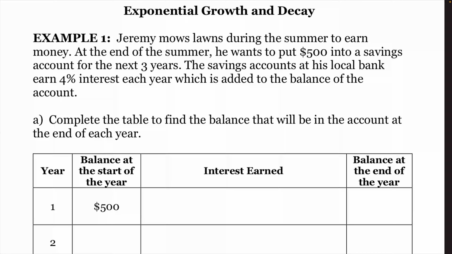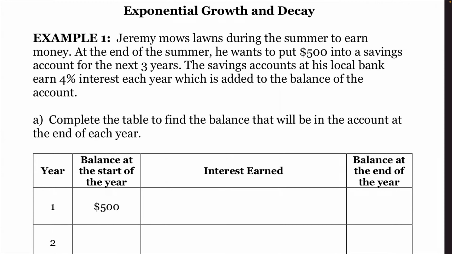At the end of the summer, he wants to put $500 of his money into a savings account for the next 3 years. So that means he's going to put money in the bank and not touch it for 3 years. Not put any more money in, not take any money out, just leave it. The savings account at his local bank is giving him 4% interest every year, which is added to the balance of the account.